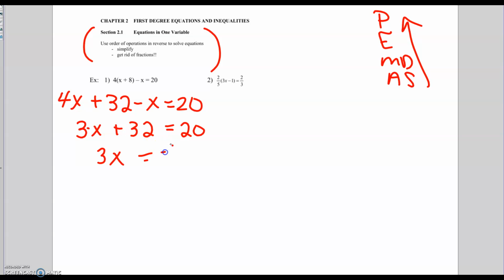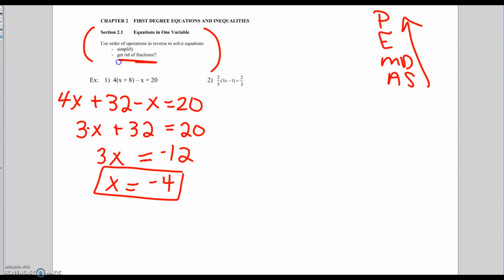20 minus 32 is negative 12. You do not need to show that step unless you keep making mistakes, then show that step. And then undoing multiplication, the inverse of multiplication is division, so divide both sides by 3. And you will get x to equal negative 4. As always, for these types of problems, you can now use that solution and plug it back in to check your answer.